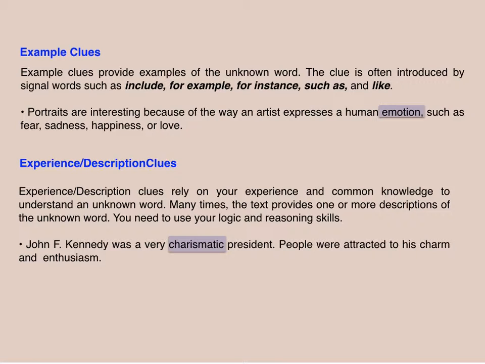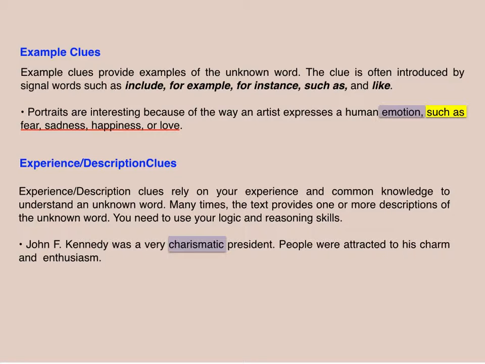Example clues. Example clues provide examples of the unknown word. The clue is often introduced by signal words such as include, for example, for instance, such as, and like. Here's a sample sentence. Portraits are interesting because of the way an artist expresses a human emotion, such as fear, sadness, happiness, or love. The highlighted word here is emotion. The signal words are such as. So the following words describe emotion: fear, sadness, happiness, or love. So now we know what emotion means.